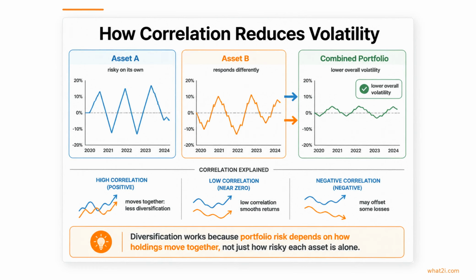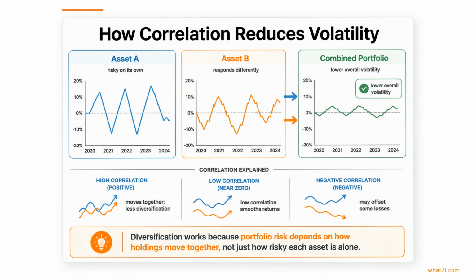Correlation reduces volatility because portfolio risk depends on interaction, not only on the riskiness of each holding by itself. Two assets can both be individually volatile, yet still combine into a smoother portfolio if they tend to zig and zag at different times. When one weakens while the other is stable or rising, the total portfolio movement becomes less extreme. With negative correlation, one asset may even offset part of the other's losses.